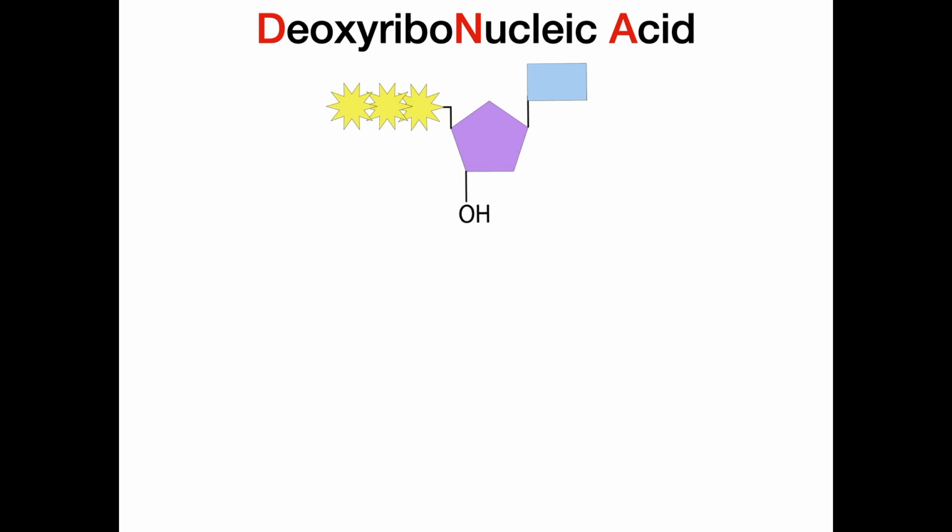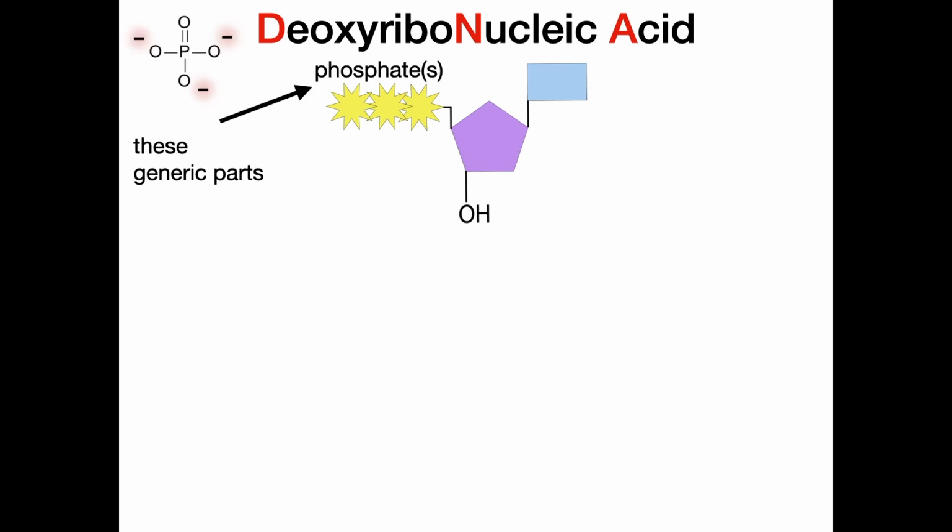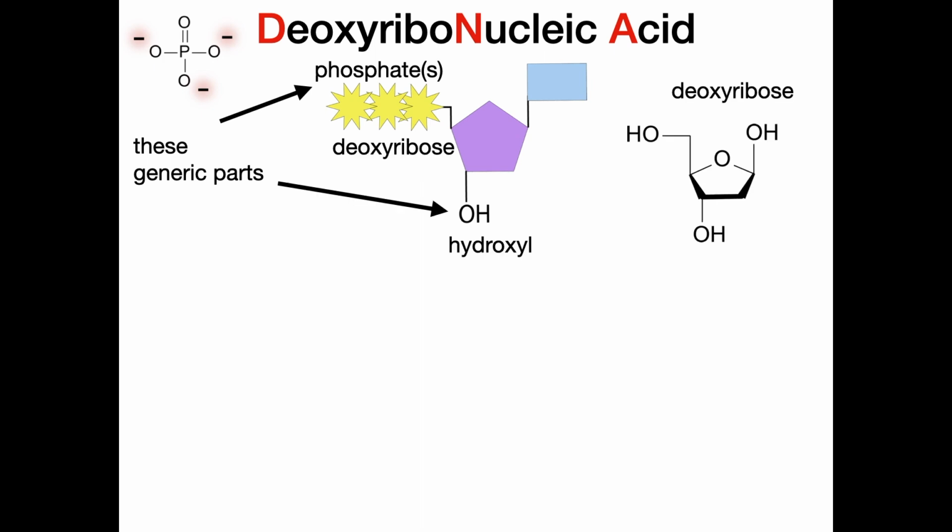And it has generic parts that allow it to link up to other DNA letters. So it has these phosphate groups and, at the 3' end, this hydroxyl group. And so those allow them to link together to form chains.